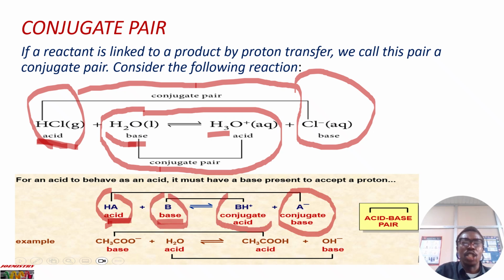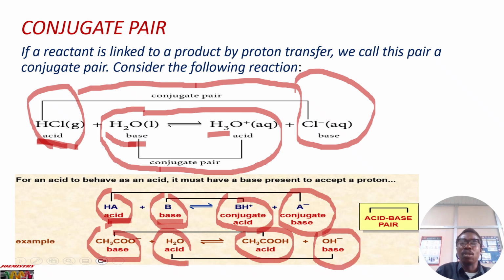They are linked to each other by proton transfer, by the transfer of hydrogen ion. This is the base, and this is the conjugate acid. They are linked to each other by proton transfer. And this is the acid, and this is the conjugate base. They are linked to each other by proton transfer. So an acid-base pair is what we call a conjugate pair. It's as simple as A, B, C.